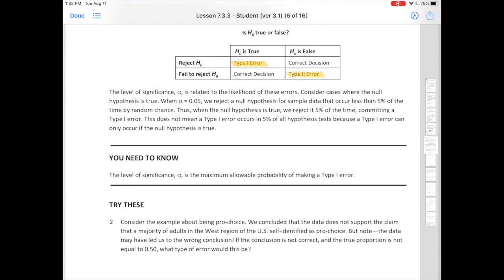So let's recap, okay? You can always make one of these errors. If you rejected the null, there is a 5% chance that you made a type 1 error. And if you fail to reject the null, there's a 5% chance that you made a type 2 error. And there's no way to get those smaller except for maybe testing at a lower and lower significance level. But there's always a chance that you're wrong. So that's what your alpha is. The level of significance is the maximum allowable probability of making a type 1 or a type 2 error, okay?